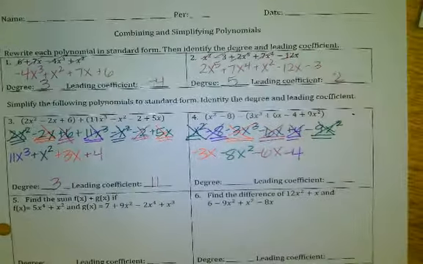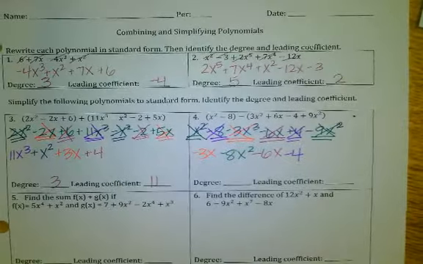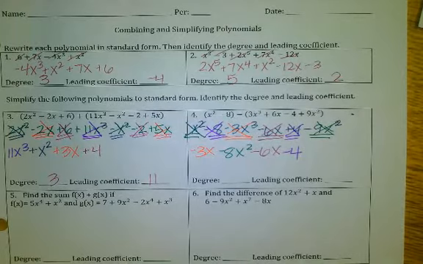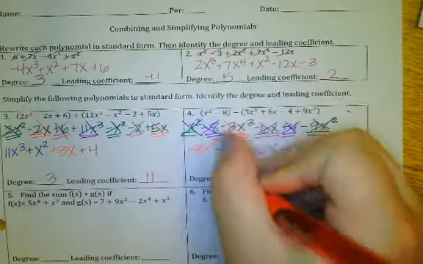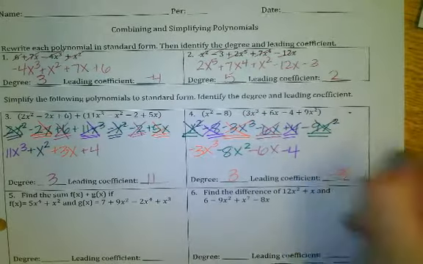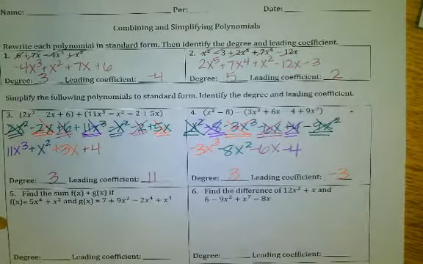Okay, so you don't have to color code, cross off, do all this stuff that I'm doing up here if you don't want to. Okay, it just helps keep it organized. What's your degree? Ooh, I forgot to write the cubed. 3. And your leading coefficient? Negative 3. Questions on number 4?